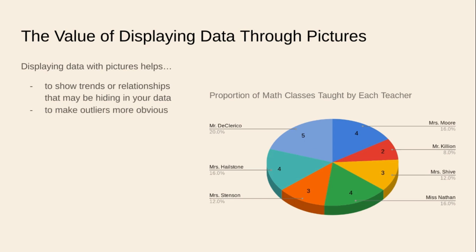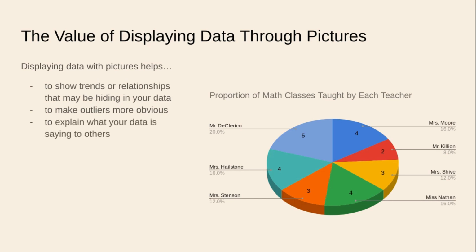We can also make outliers more obvious. The most obvious thing that I see in this chart in regards to outliers is that there are none. We don't have one math teacher teaching 10 classes. That slice of the pie would be a very large slice indeed. So, looking at this, I can tell there are really no outliers.